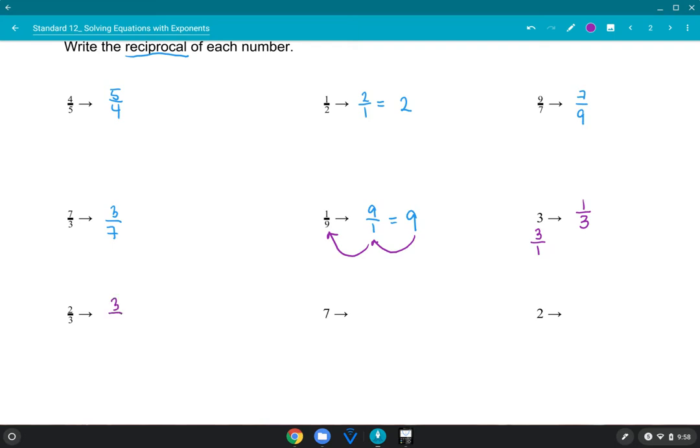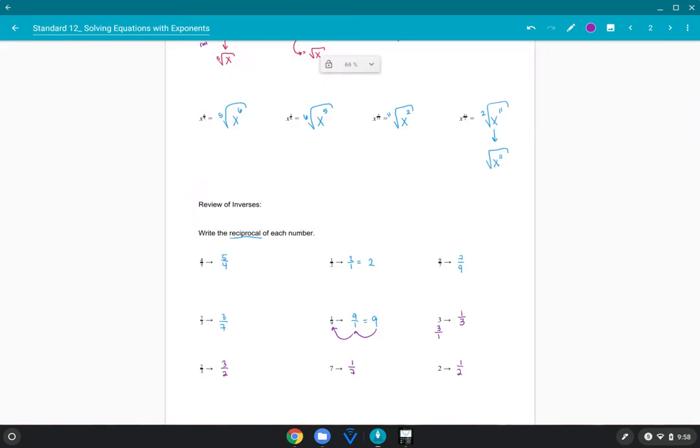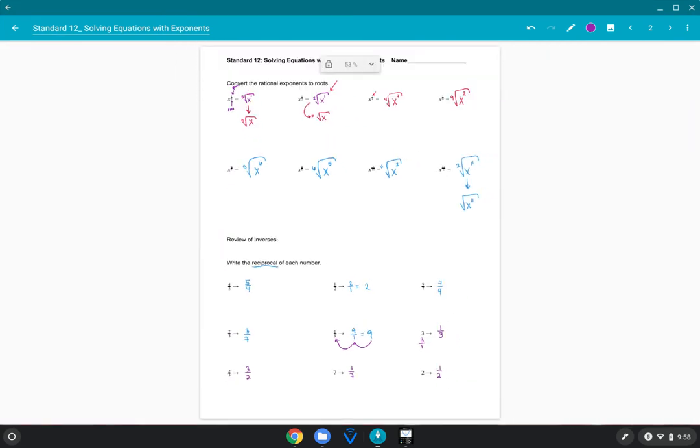This guy's easy. Flip it. What's the reciprocal of 7? 1/7. And what's the reciprocal of 2? 1/2. So you guys are going to want to remember that, especially for the next part of this standard. Alrighty, good luck on your quiz.